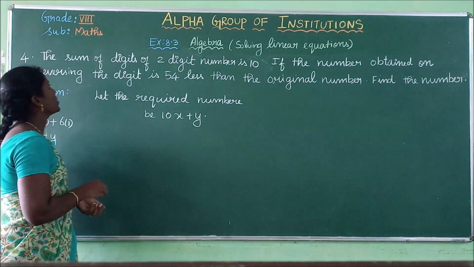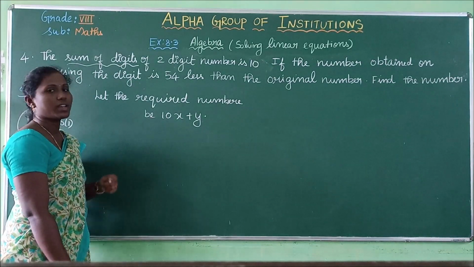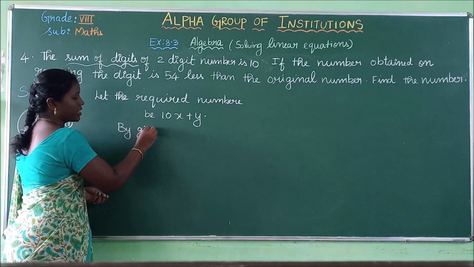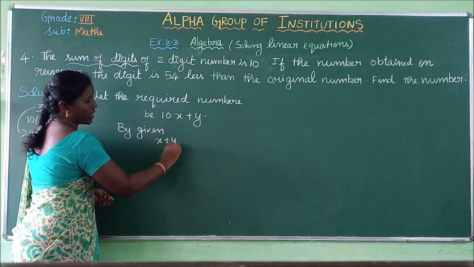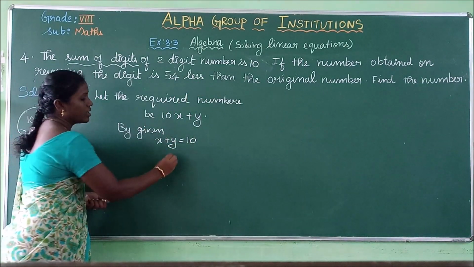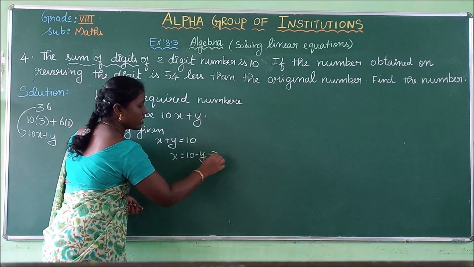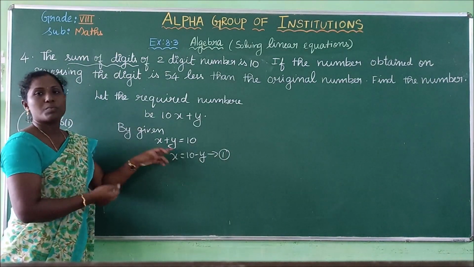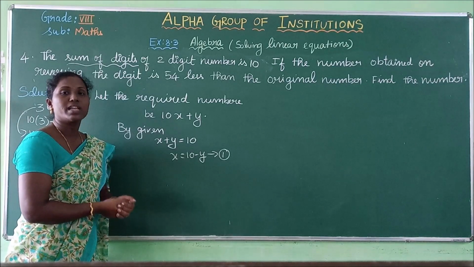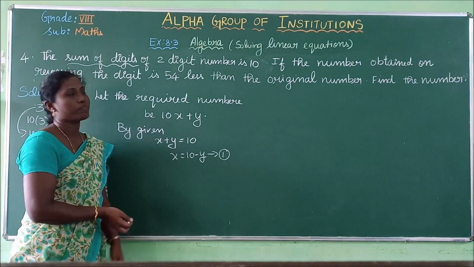What we have to do? See the question: the sum of its digits. What are the digits here we are having? x and y. So by the given first condition we are taking x plus y, the sum of the digits, equal to 10. So we are taking x plus y is equal to 10. Here we are taking x is equal to 10 minus y. Why are we changing like this? Both the values x and y we don't know. Just we are taking one in terms of the other so that we can use this for the substitution. So just we are using x is equal to 10 minus y.